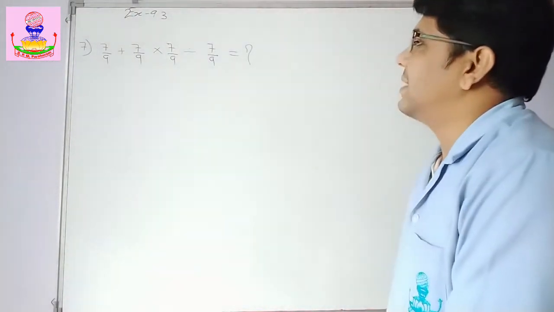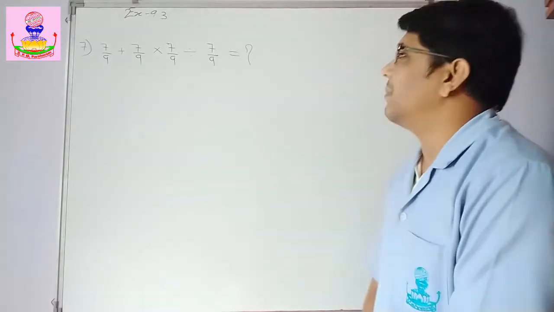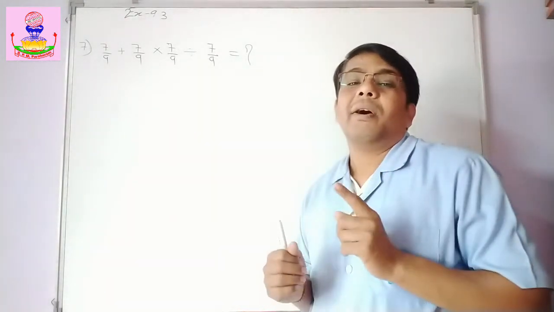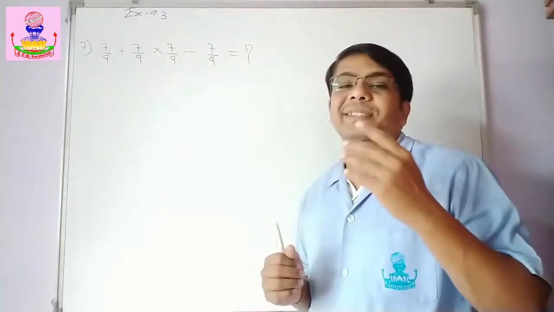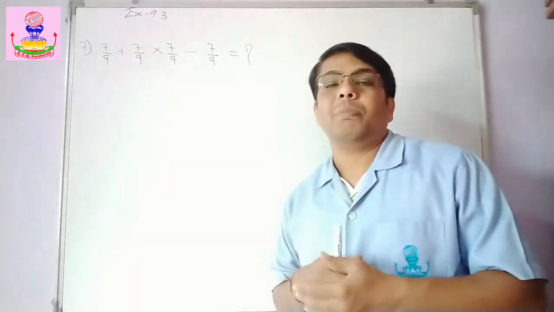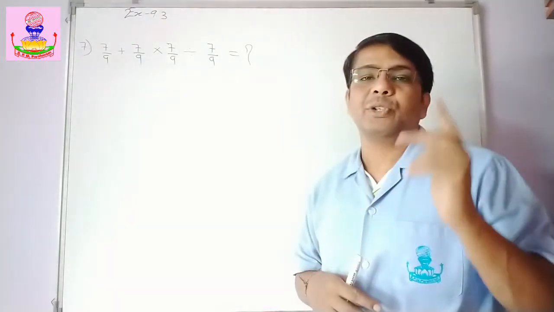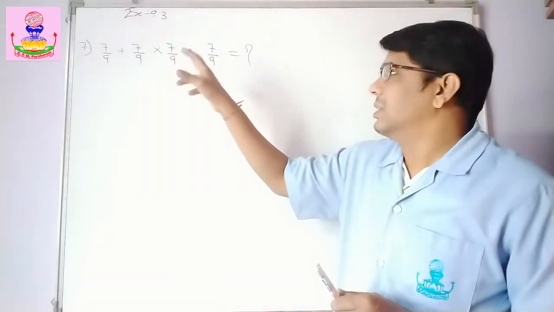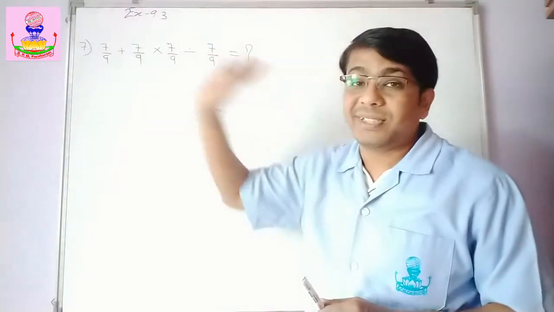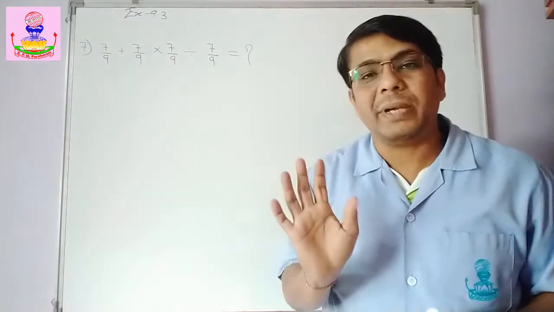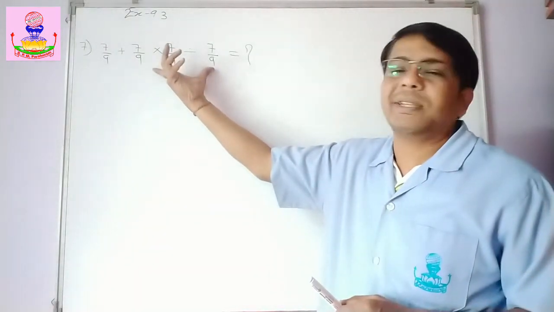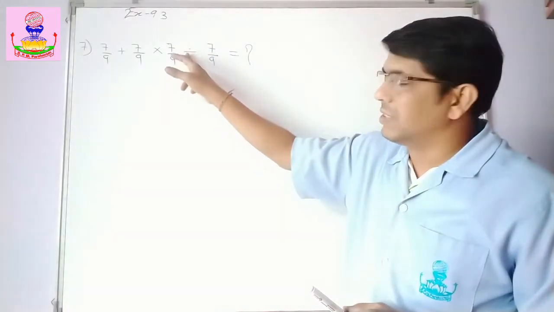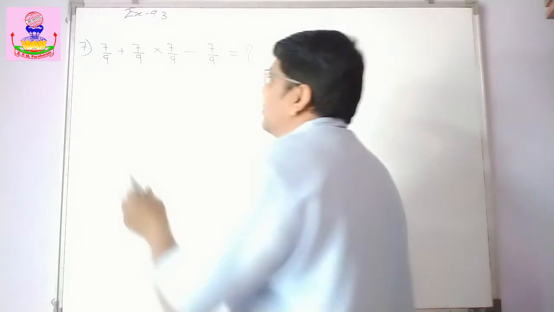Now see the 7th one. 7 upon 9 plus 7 upon 9 into 7 upon 9 divided by 7 upon 9. Keep this in mind: when addition, multiplication, division, all these mathematical operations are present, first preference should always be given to multiplication and division. So I will not go for addition here first. If I go there, then I am bound to make a mistake. So first I should give preference to this, and then I can convert this division into multiplication.